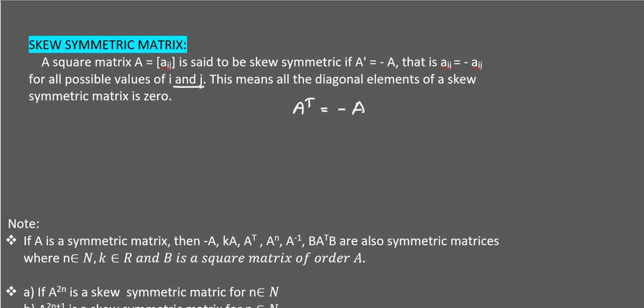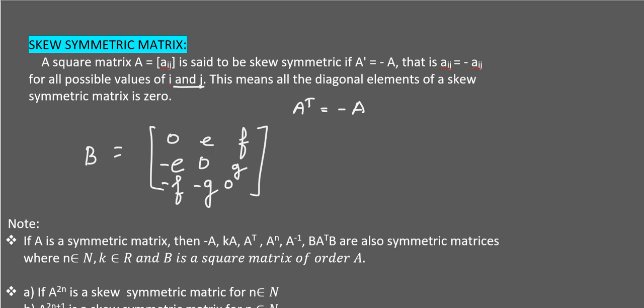This means the diagonal elements of a skew symmetric matrix are 0. For example, we take a matrix B equal to 0, some element E, F. Then the diagonal elements, we know, are equal to 0. Now the element here is given as E, so the second row first element will be minus E. Next, if this element is F, this element will be minus F, and if this is G, this will be minus G, and here the diagonal elements are all 0. Then we say it is a skew symmetric matrix.